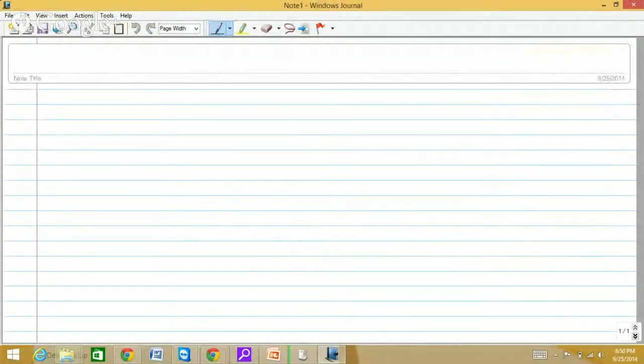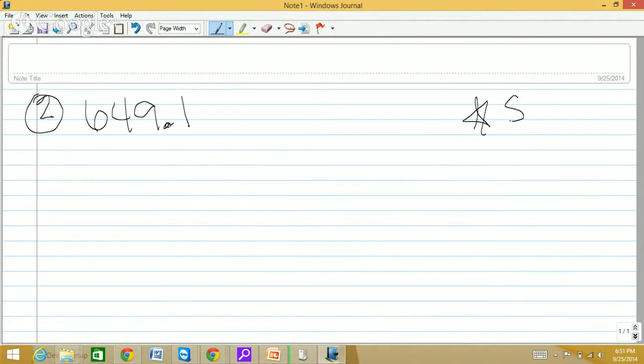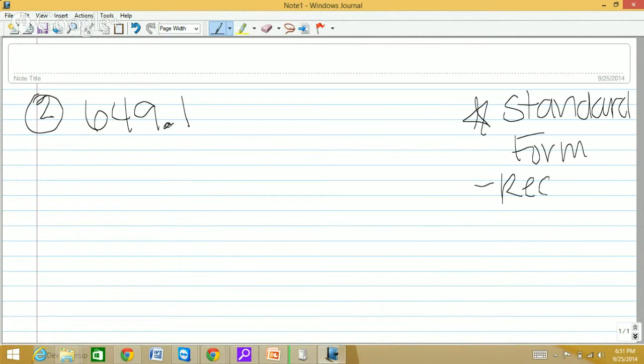Your very first one, get out the first worksheet that says convert each number from real to scientific notation. Let's look at number 2 on that worksheet. It says 649.1. That's called standard form, a regular number. They want it to be in scientific notation.